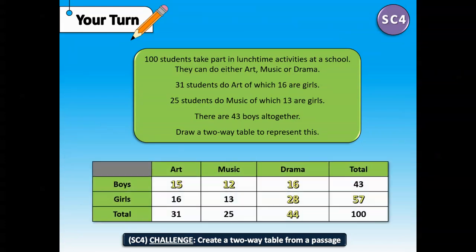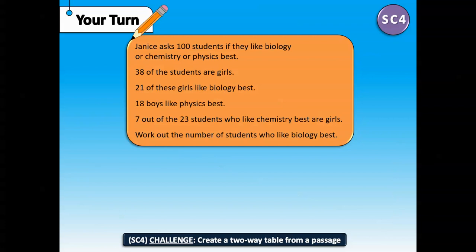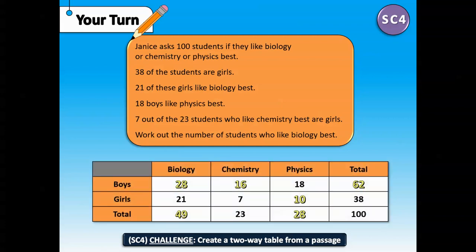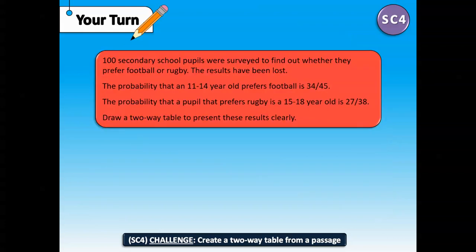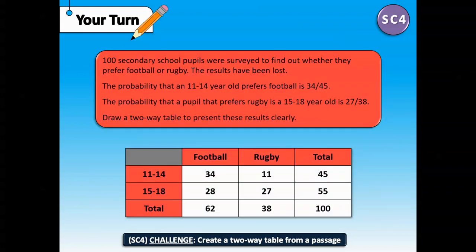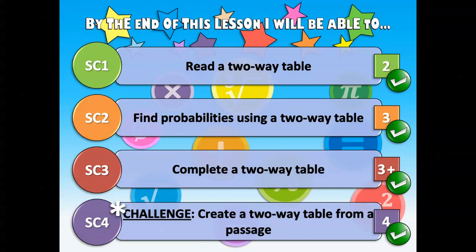So for the green question, your two-way table should look like this. For the amber question, your two-way table should look like this. And the answer is 49. For the red question, your two-way table should look like this. And now we've completed success criteria 4.